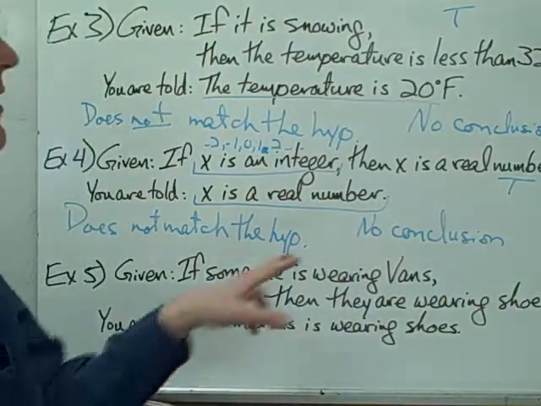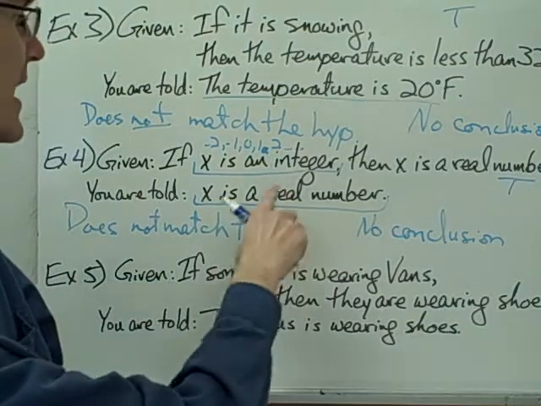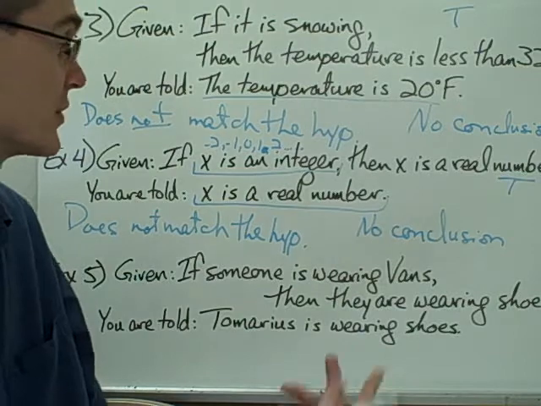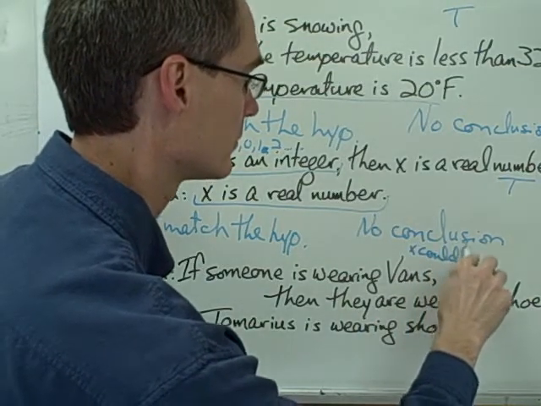because this does not fit the law of detachment. Notice in particular, I can't say that x is an integer. Just because x is a real number doesn't mean x is an integer. For example, x could be equal to 1/2.